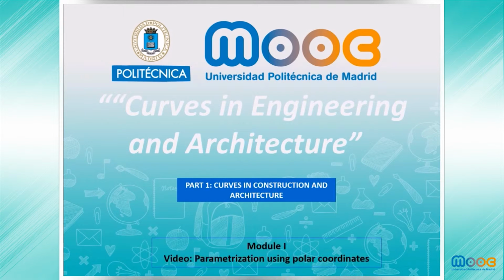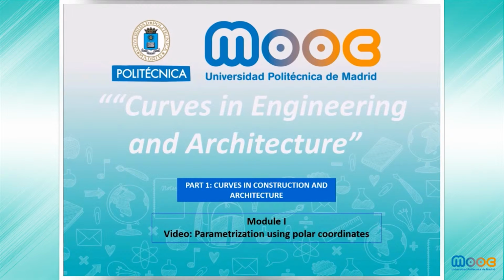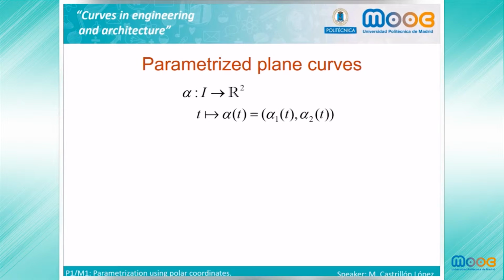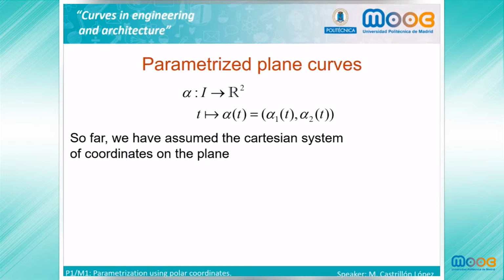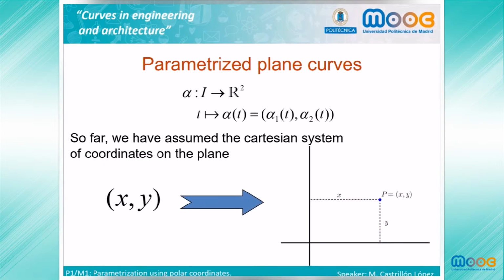Hi, in this video we are going to study the parametrization of plane curves using polar coordinates. We recall that a parametrized plane curve was a function defined on an interval I and taking values on the plane. We sent every value t of that interval to a point of that plane. But so far we have assumed the Cartesian system of coordinates on the plane. That is, every point of the plane is characterized by two numbers, the horizontal and vertical distances to the origin, taking into account the sign.